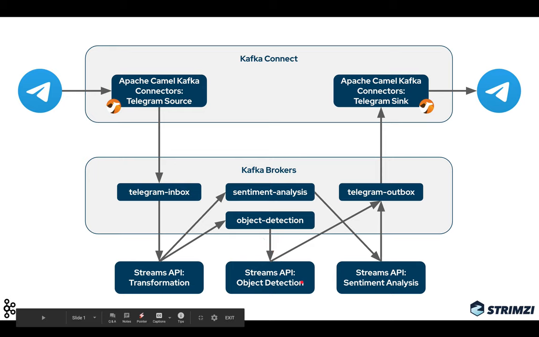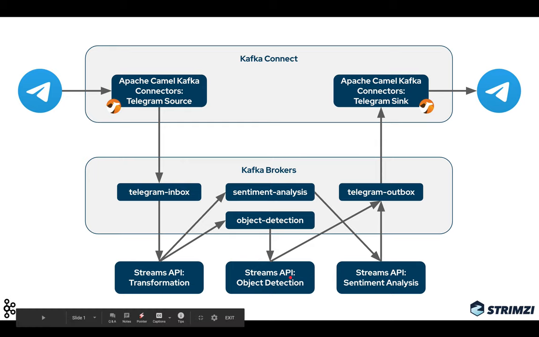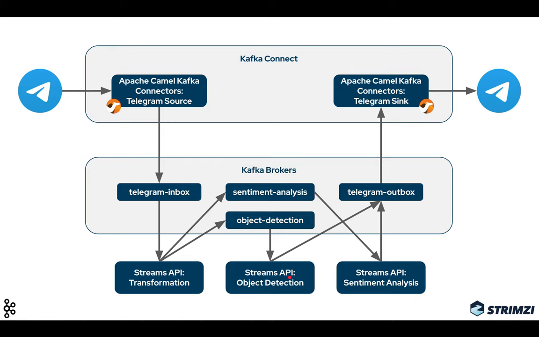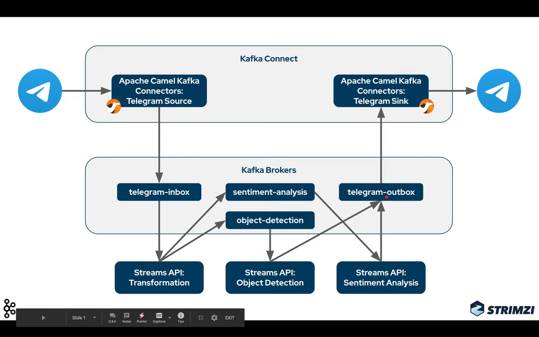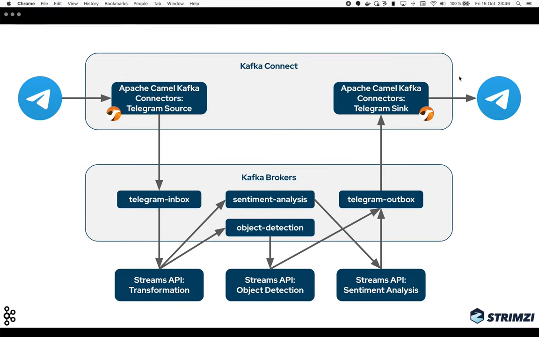Both of these are using machine learning based on the Deep Java Library, which I think originally comes from Amazon AWS, and is running inside the Kafka Streams API again. And when they do the analysis or the object detection, they send the results to the Telegram outbox topic, where this time the sink connector from Camel Kafka connectors again picks it up and sends it as a response to Telegram. And all of this will, of course, be deployed on top of Kubernetes using Strimzi.